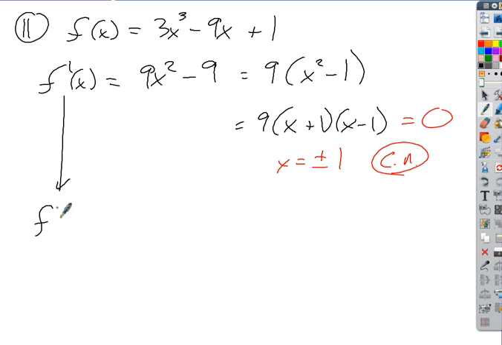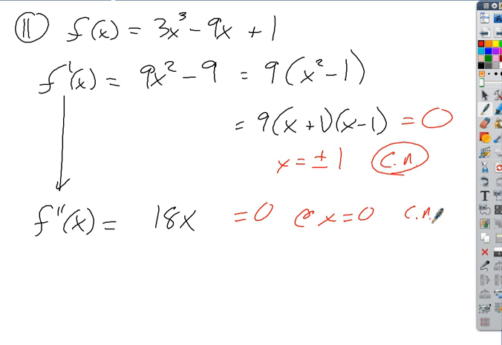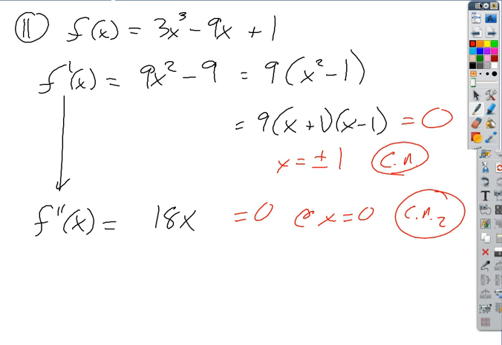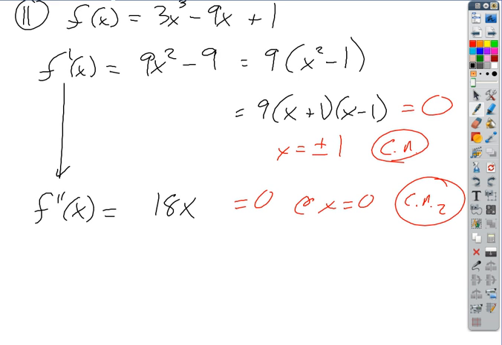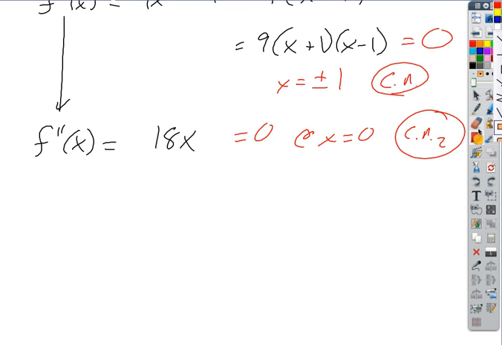So what do I get? 18x. And that's 0 when x is 0. So there's our second derivative critical number at 0. So we have 3 total critical numbers. Let's throw those on our table and see what happens. Is that CN2? Yeah, second derivative critical number, like a subscript.